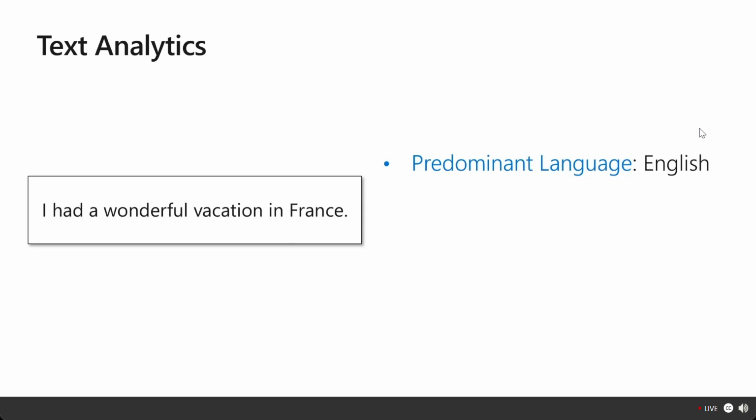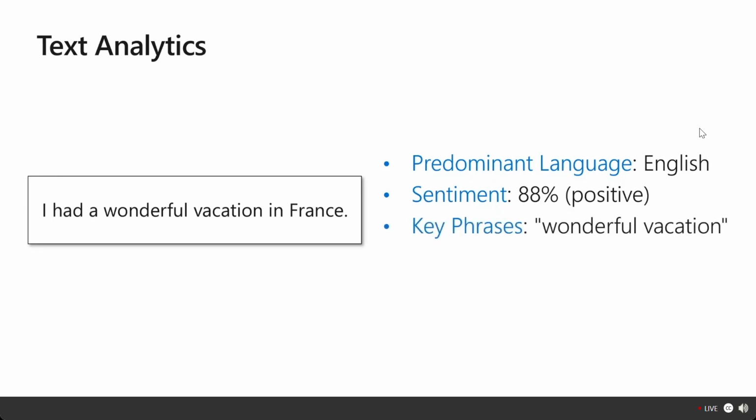It can evaluate the sentiment of the text. So let's see what a sentiment analysis does. 88% positive, because wonderful, huh? It's seen as a positive thing. And the third one is it can detect key phrases. So what would be the key phrase here? Wonderful vacation. And the last thing, this is entity recognition. And well, my guess is that France would be an entity here. And indeed, it correctly identifies France as an entity. Yeah, so really a simple example of text analytics.